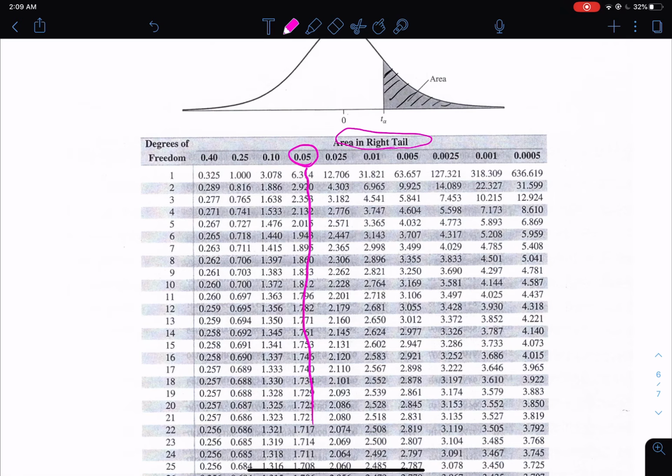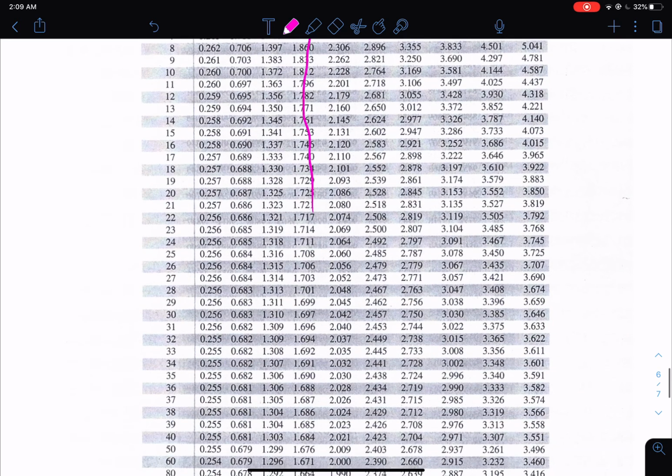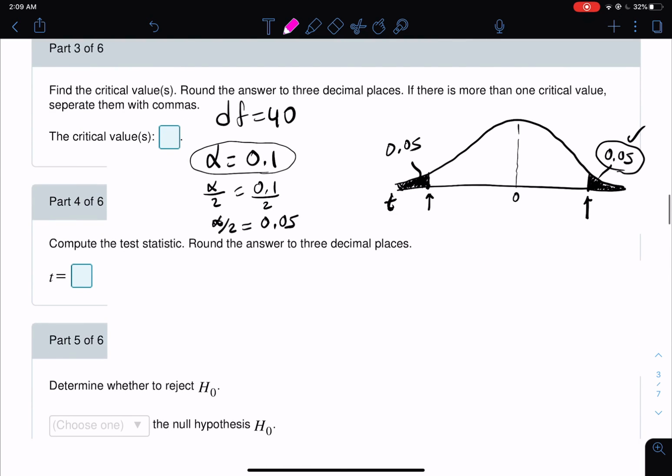We already said that the degrees of freedom is going to be 40, so we got to go all the way down here to where it says 40. Come across and see where those two lines intersect. That means that t equals 1.684. Okay, I think we found our critical values. 1.684 and negative 1.684. So the critical values are going to be plus or minus 1.684.